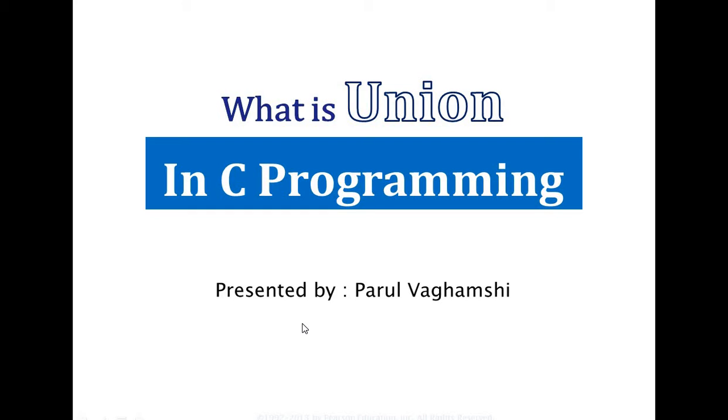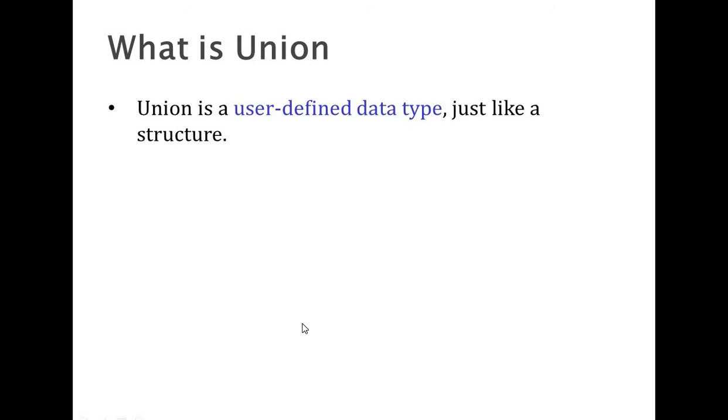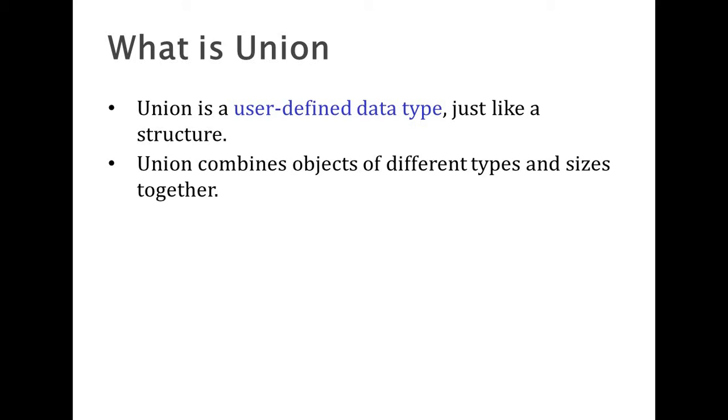Hello everyone. So the topic in this video lecture is what is a union in C programming. So let's see, first of all, what is the definition of a union. It is a user defined data type just like a structure. A union combines objects of different types and sizes together.